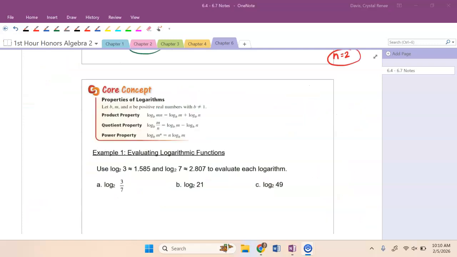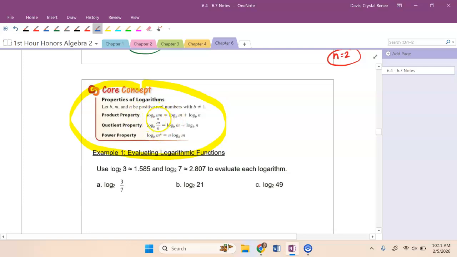Alright, so the main part of this chapter is we are going to expand and condense logarithms. These are the three properties that you need to know when we expand and condense. When we expand, we're taking a more complicated logarithm and breaking it apart into smaller components. When we condense it, we're taking a bunch of logarithms in smaller components and shoving them together to make one more complicated logarithm. You can think of it that way. When we do that, we're going to use these three properties.